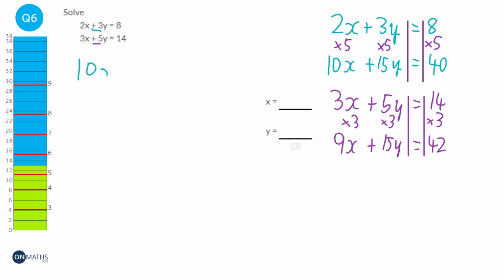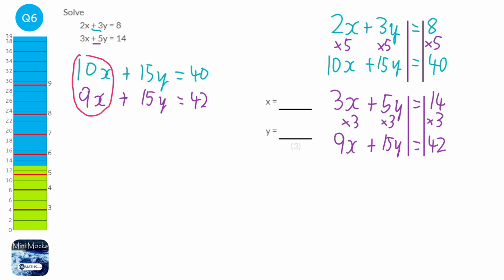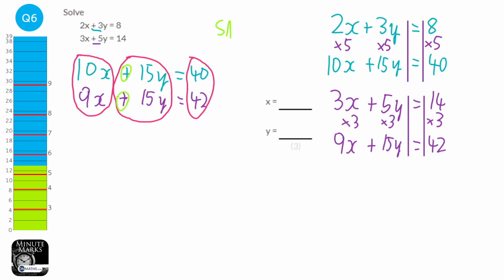And so we're going to write the equations next to each other so we can do our simultaneous equation magic on them. So we've got 9x plus 15y equals 42. So we're going to draw our circles in, and remember simultaneous equations are always working downwards, so we draw these circles in just to show which direction we're going. And we're looking at the signs of the y, and the reason we're looking at the signs of the y is because the y is the one with the same coefficient. Now, with these signs, if they are both the same, we subtract.